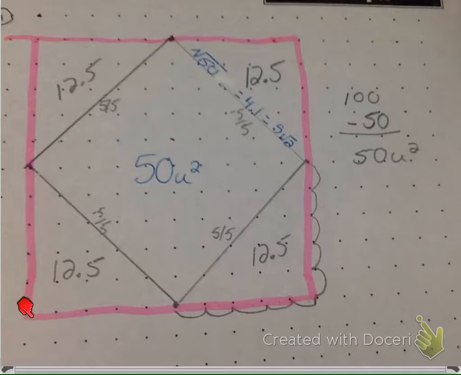The big square that I surrounded this tilted square with has a base of 10, 1, 2, 3, 4, 5, 6, 7, 8, 9, 10, and it also has a height of 10. 10 times 10 is 100. So now I have to take the area of the whole thing and subtract the area of the outside pieces. That's these four outside pieces. And I know that 4 times 12.5 is 50. So 100 take away 50 is 50 units squared.